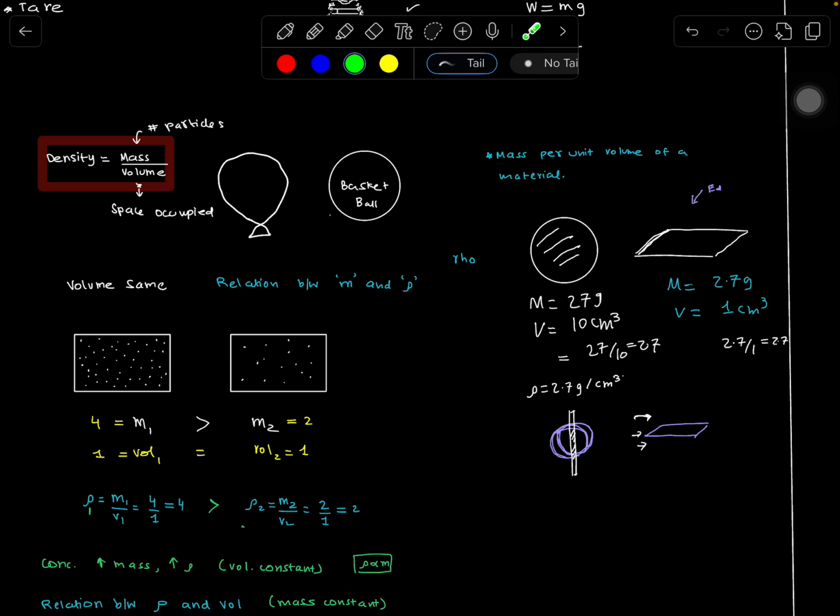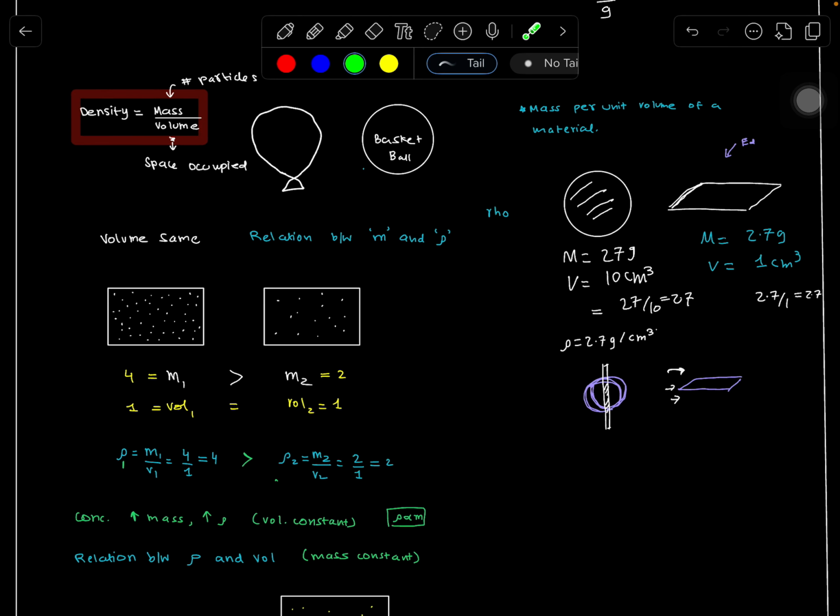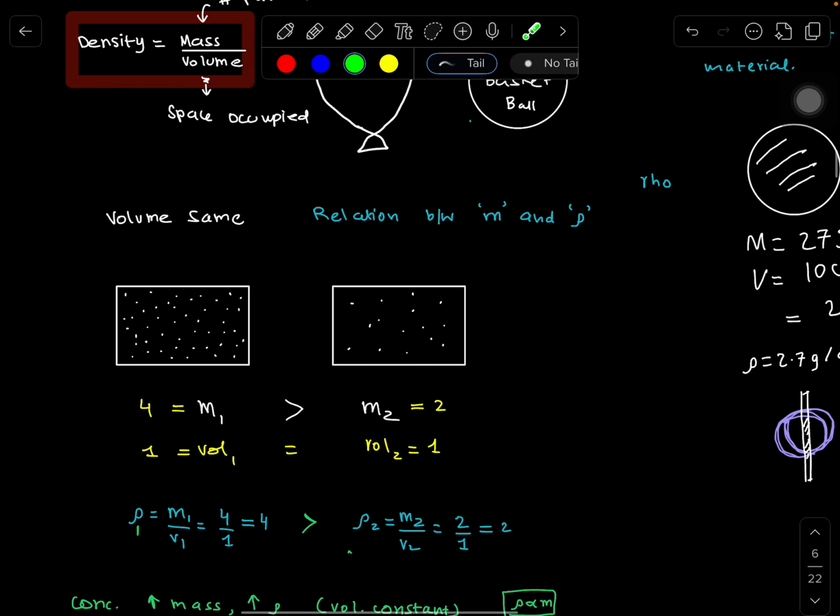Now we're going to look at the relationship of density with mass and density with volume. Remember that when you're looking at a relationship between two quantities, the third one has to be constant to ensure that your comparison is fair. So if you're looking at the relationship of density with mass, you have to keep the volume of the object the same. And what's volume? It's the amount of space occupied by an object.